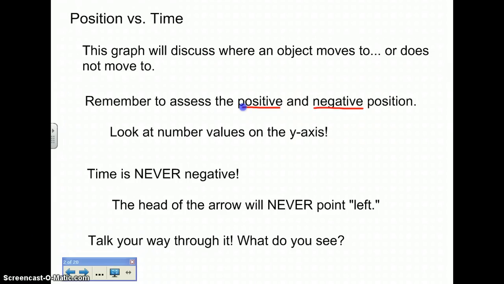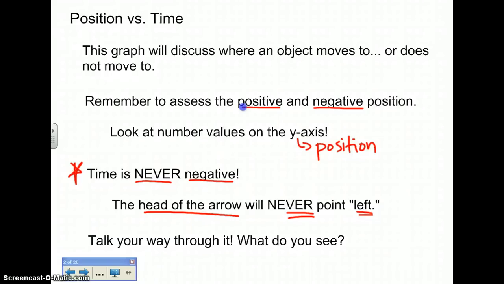Something else that you would want to do there is look at the number values on the y-axis, because the y-axis will equal your position. In other words, your displacement. Okay, something else to keep in mind. Time is never negative. In other words, you always want the head of the arrow to point towards the right. It'll never point towards the left, because that would imply that you went from 5, 4, 3, 2, 1 seconds. Instead of going 1 second, you're this far away, 2 seconds, you're this far away, 3 seconds, you're even this much further away now.